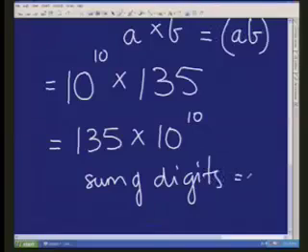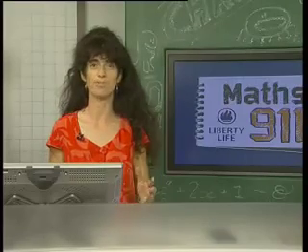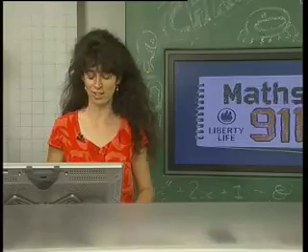So the sum of the digits is in fact 9. So something that looked horribly long and confusing actually can be reduced through exponential work to something that's actually quite simple. So hopefully you enjoyed that.